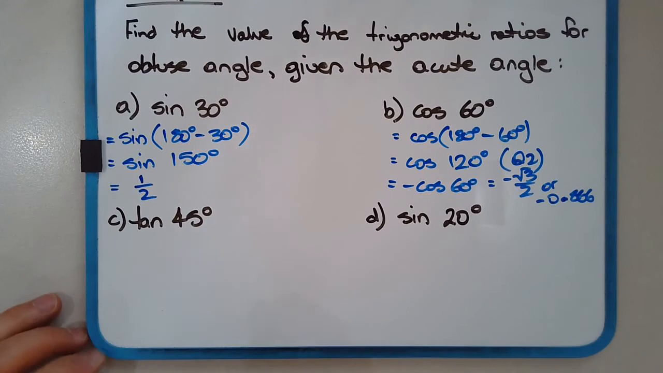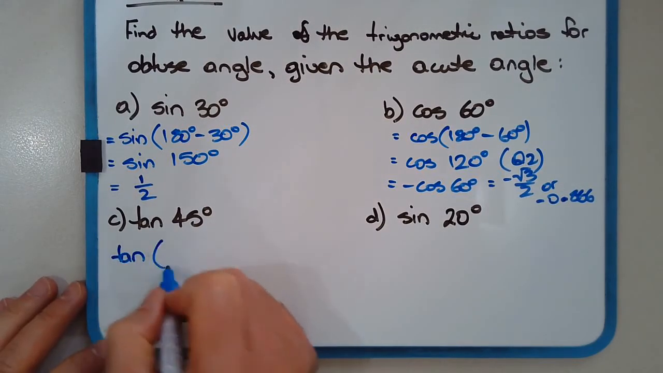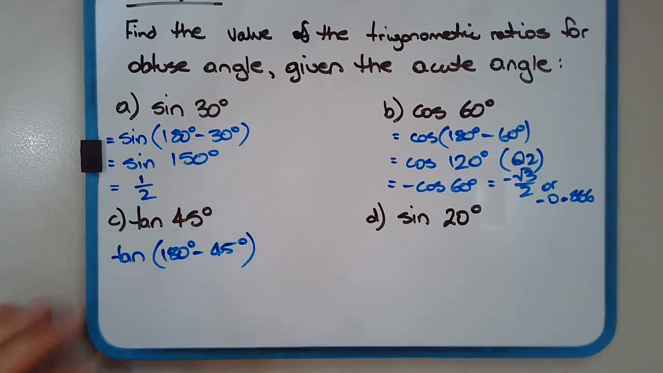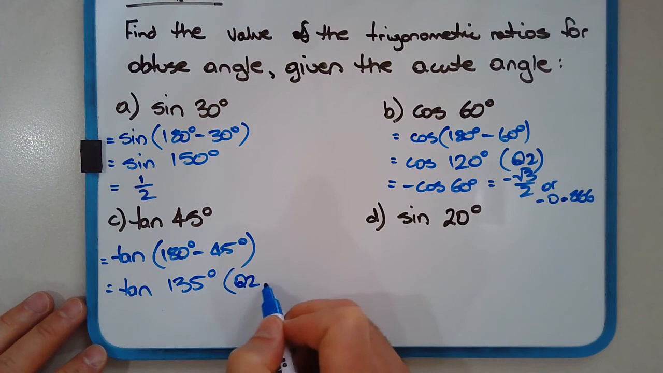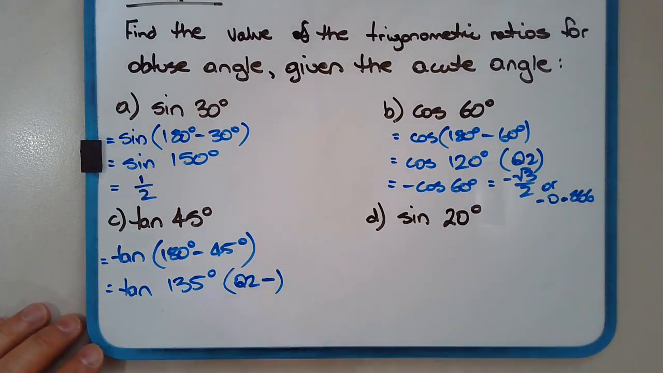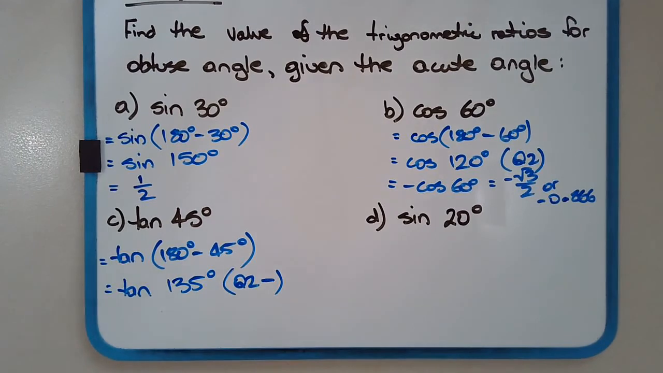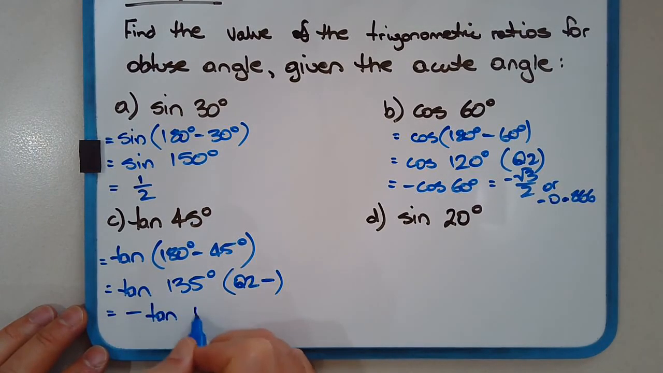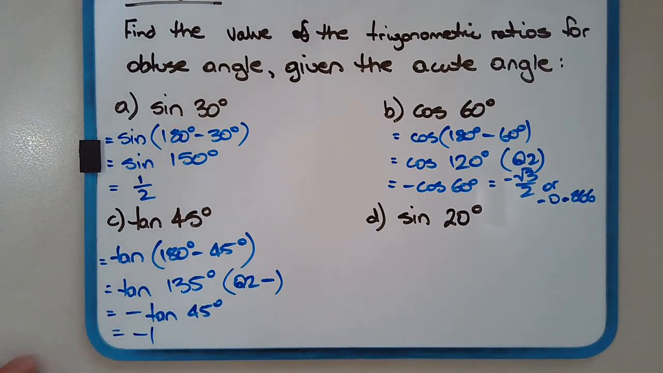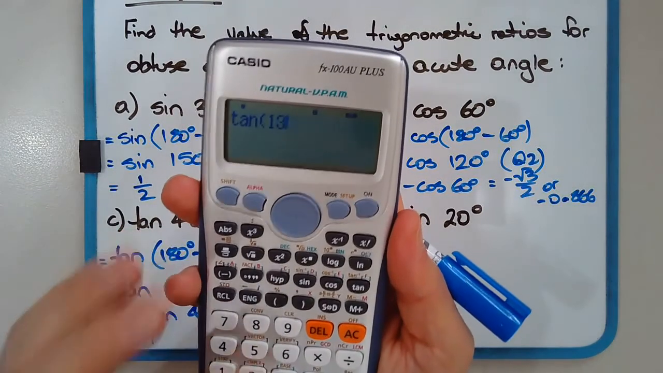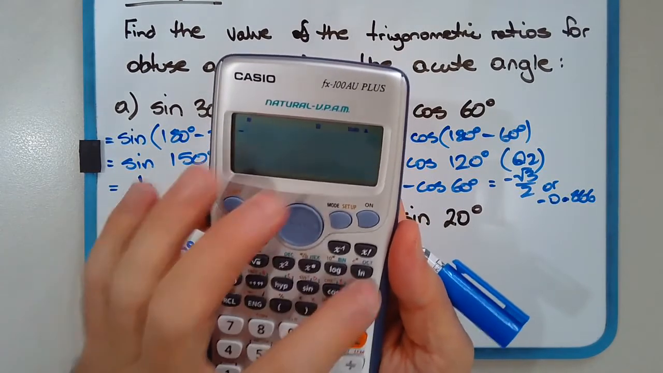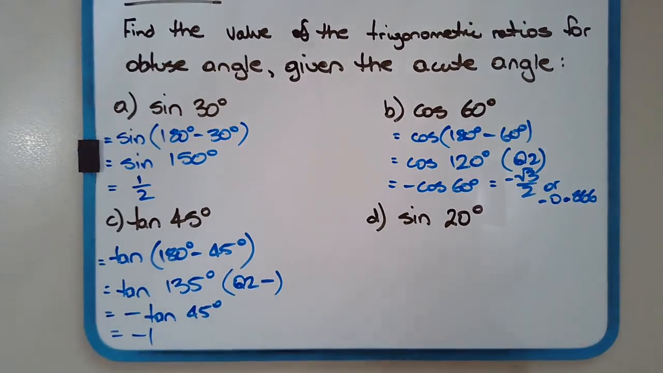What about tan of 45? Its obtuse angle is tan of 180 degrees minus 45, which is equal to tan of 135 degrees. This is also quadrant 2, and it's quadrant 2 negative. Remember that for trigonometric ratios of angles in quadrant 2, sine is positive, cos is negative, tan is negative. So that's really the same as negative tan of 45, which is negative 1. We did this in the beginning. Tan of 135 is negative 1, the same as negative tan of 45 degrees, which is negative 1.